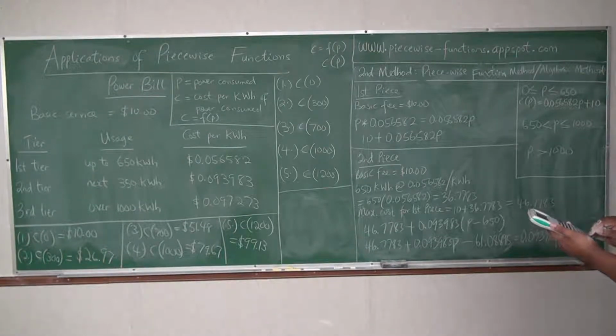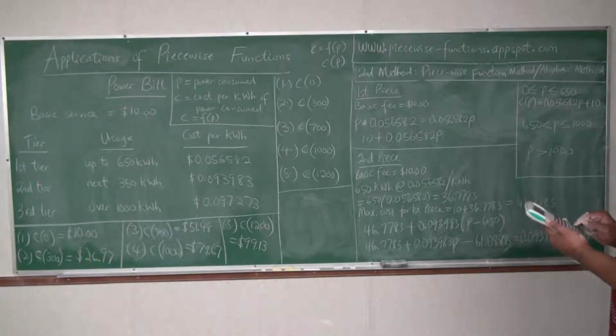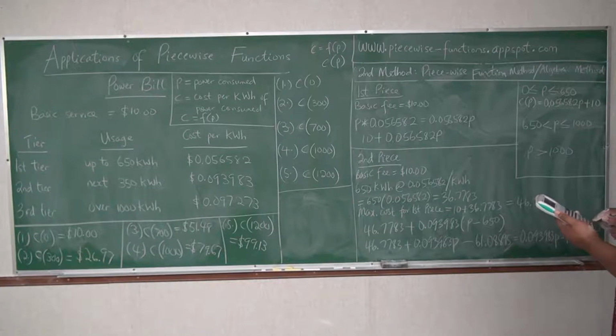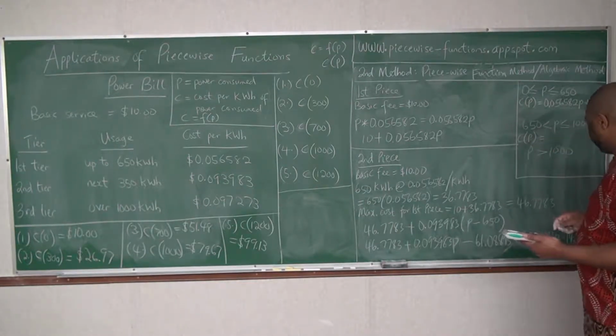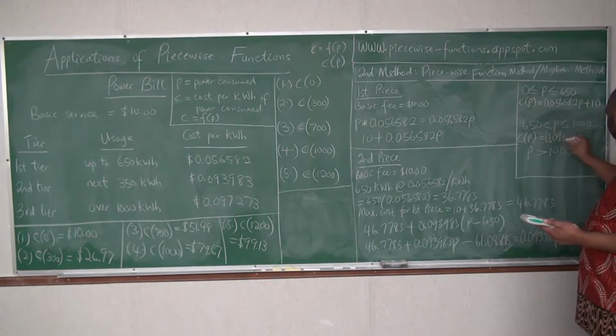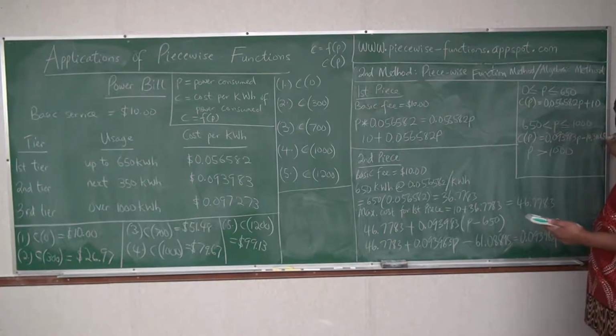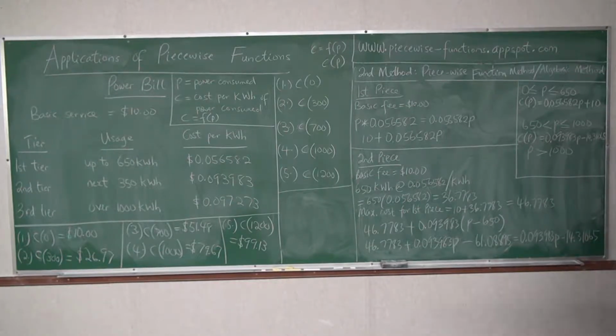Let's cross check. Let's double check. That is 6.7783 plus 10 gives you that. Then 0.093983 times 650, yeah, 61.08895. Alright? So this will be the cost for the second piece: 0.093983 P minus 14.31065. Okie dokie.